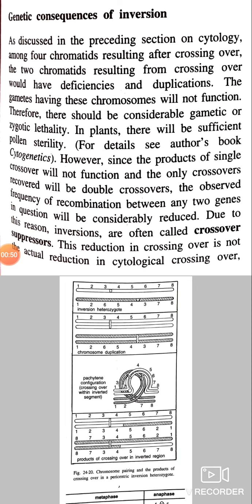However, since the products of single crossover will not function and the only crossovers recovered will be double crossovers, the observed frequency of recombination between any two genes in question will be considerably reduced due to this reason. Inversions are often called crossover suppressors. This reduction in crossing over is not the actual reduction in cytological crossover.